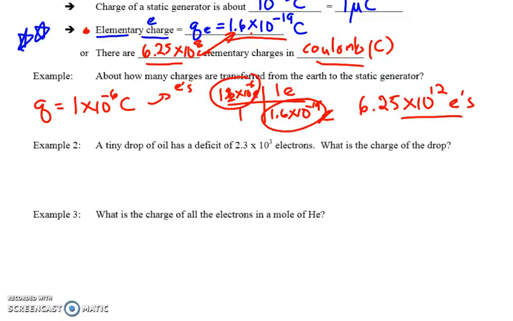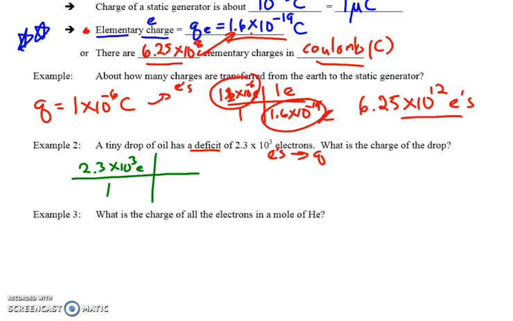Another example we could do is, let's say we have a drop of oil, and we say that the drop of oil has a deficit, meaning it's lacking 2,300 electrons. What must be the charge of the drop? So now we're going from electrons to charge, Q, in coulombs, whereas in the last problem, we went from Q to electrons. Again, I'm going to set up a table. I've got 2.3 times 10 to the 3 electrons over 1. Always put it over 1.